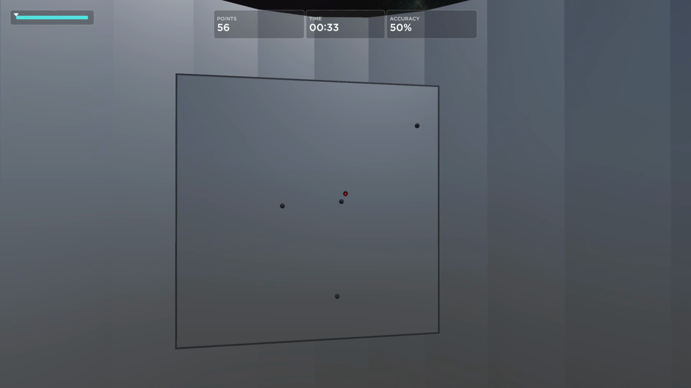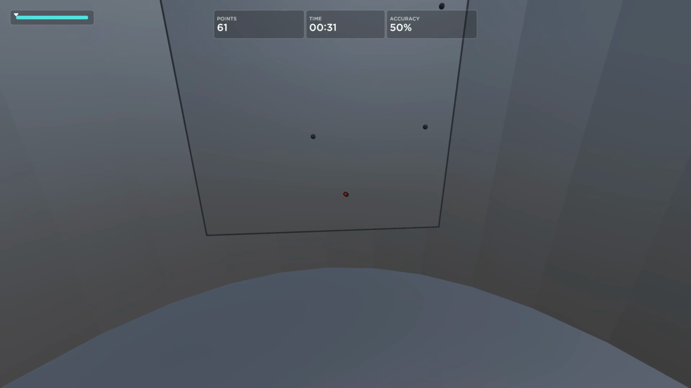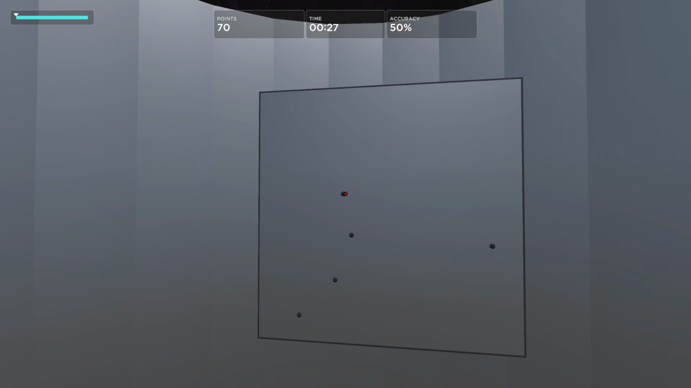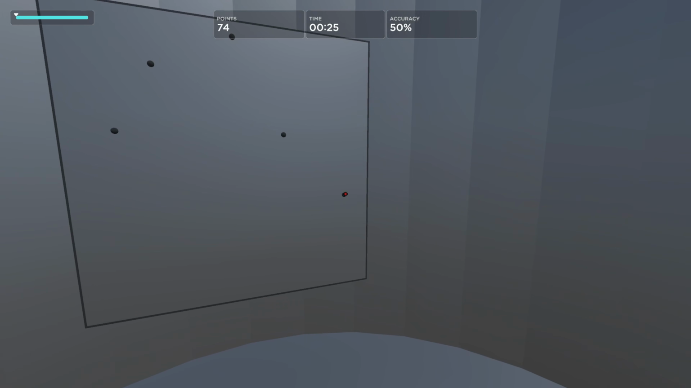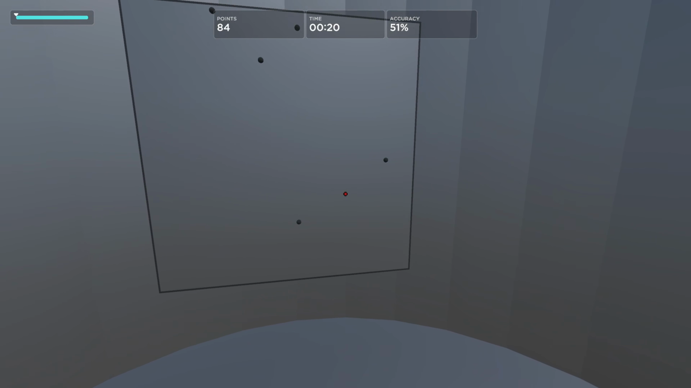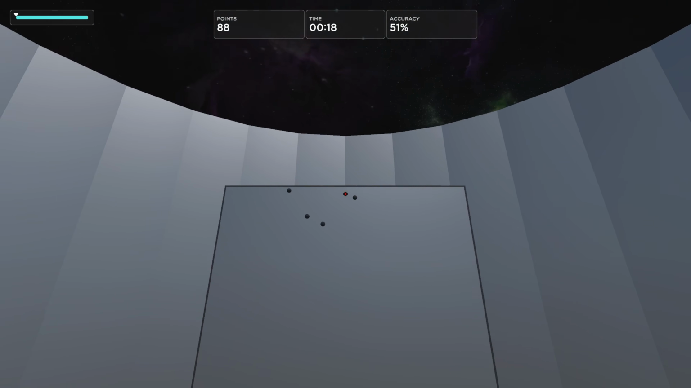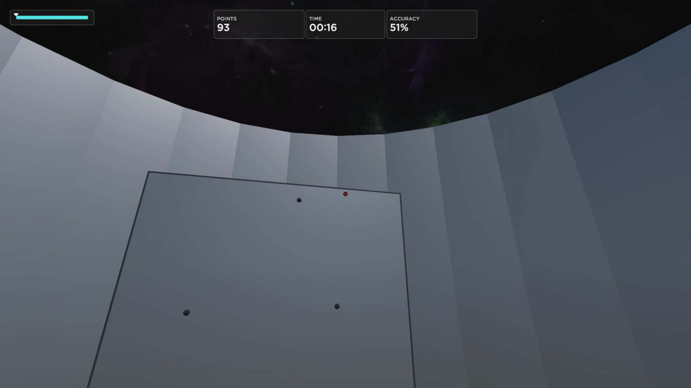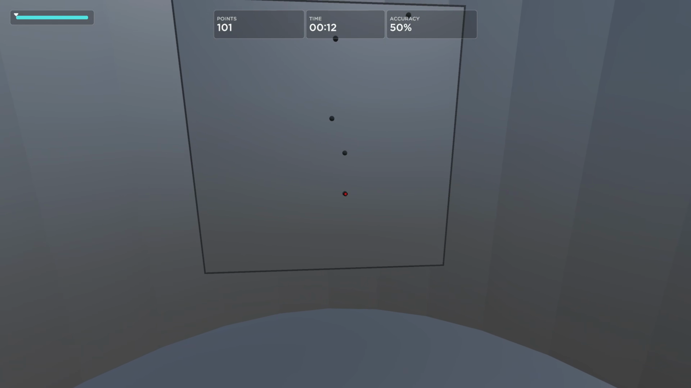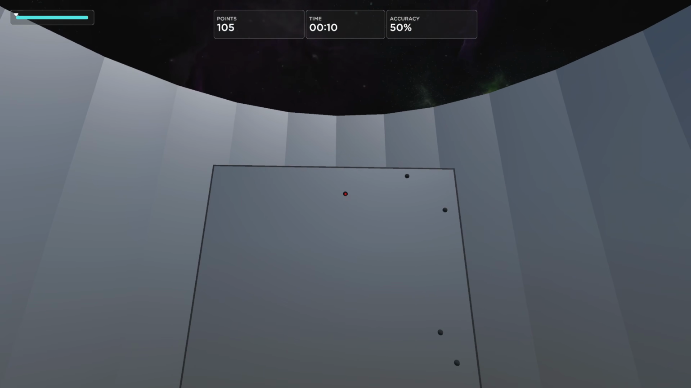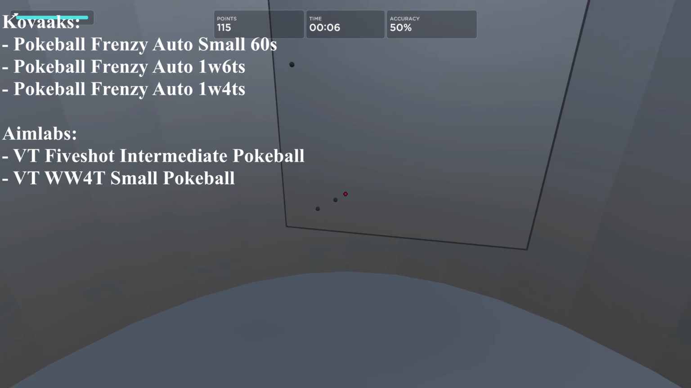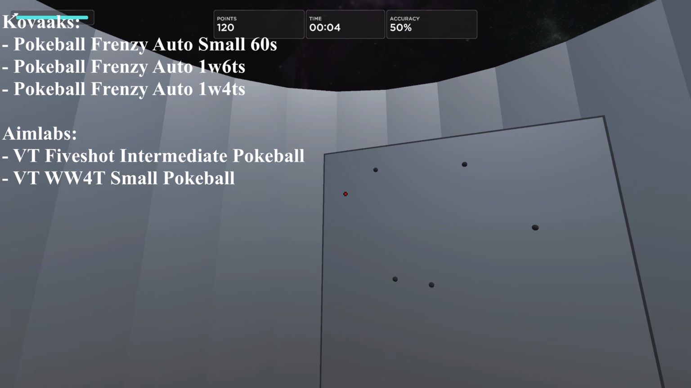So in terms of the selection of Pokeball scenarios, the first thing we want to prioritize with underflicking is getting practice shortening the expected amount of distance we want our initial flick to travel. So in general, any Pokeball scenario is fine, but the perfect scenario conditions would be something with wide spawns to actually force us to perform initial flicks, and preferably having a target count between 3 to 6 targets. Examples of the ideal Pokeball scenarios with these qualities would be Pokeball Frenzy Auto Small, Pokeball Frenzy Auto 1 War 6 target small, and Pokeball Frenzy Auto 1 War 4 target small.